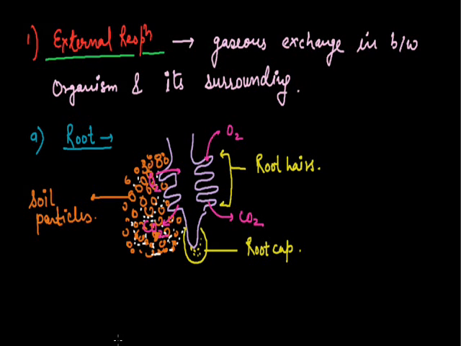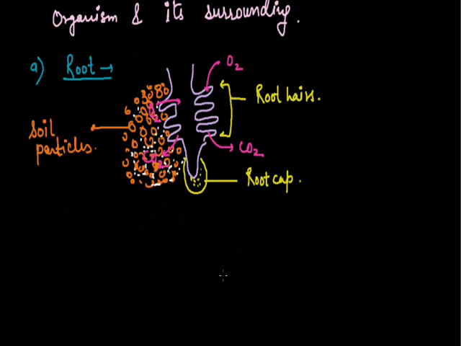So basically these root hairs are involved in taking oxygen in and liberating CO2 out. This makes the passage for the entry and exit of air, and these are the breathing structures of roots. So basically root hair is involved in the exchange of gases.